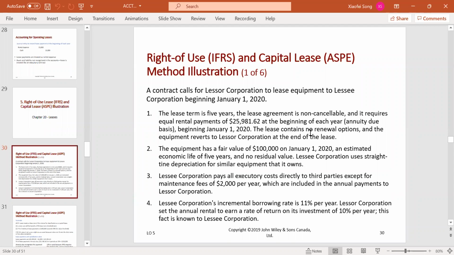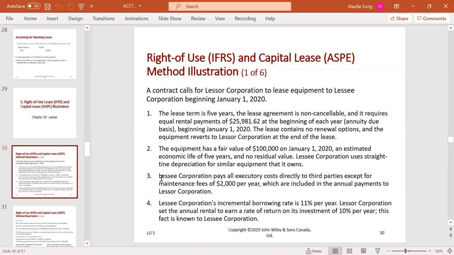So if there is a renewal option, and if we expect the renewal option is likely to be exercised, we have to include those terms as well, as our first example showed from two weeks ago. The equipment has a fair value of $100,000 on January 1st, 2020, and an estimated economic life of 5 years. We know it's a capital lease already under ASPE, because the economic life and the lease term are the same, 100%. So we don't even have to do anything else, one is enough. No residual value.